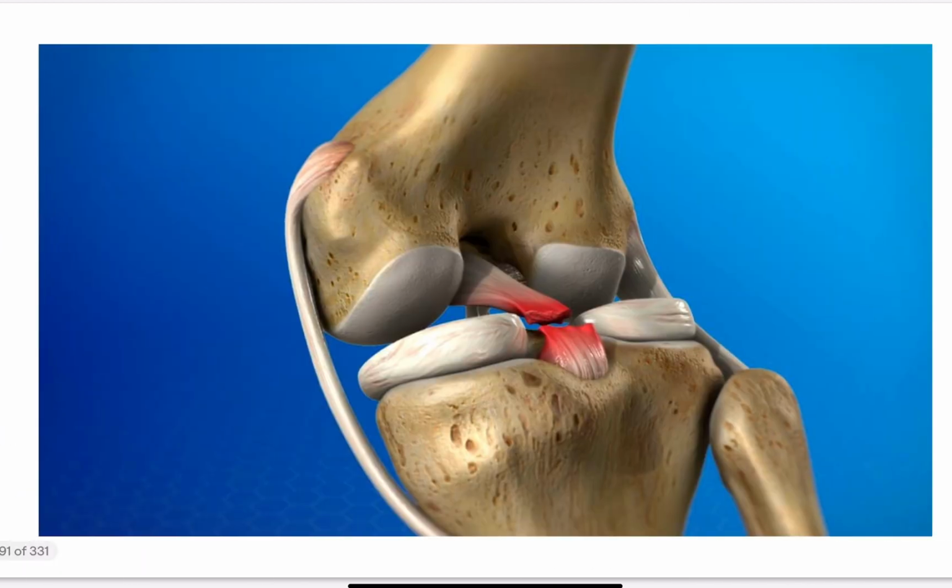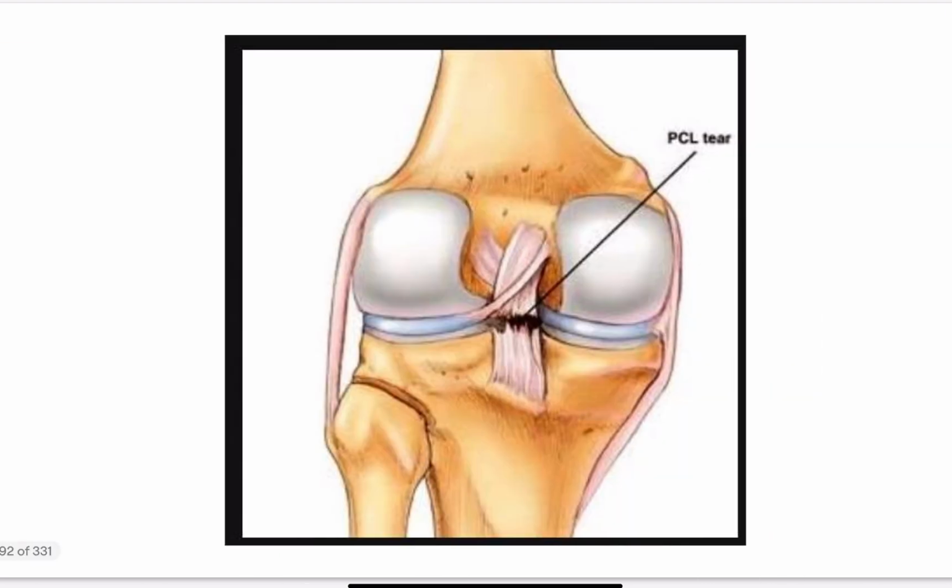Here we can see the menisci of both sides. This one is the lateral collateral ligament and this one is the medial collateral ligament, and here we can see the posterior cruciate ligament and the tearing of the posterior cruciate ligament. This is the PCL tear, that means the posterior cruciate ligament tear.